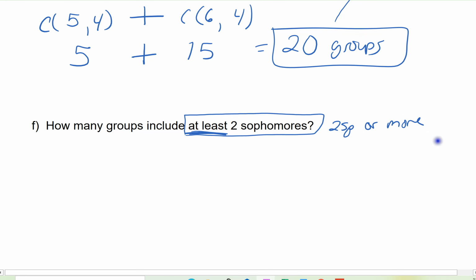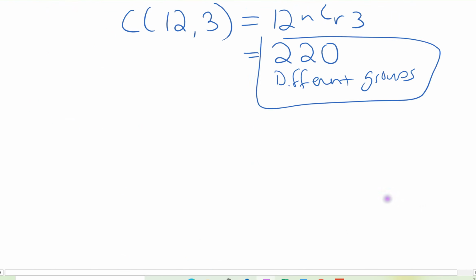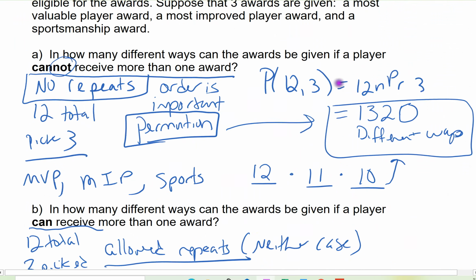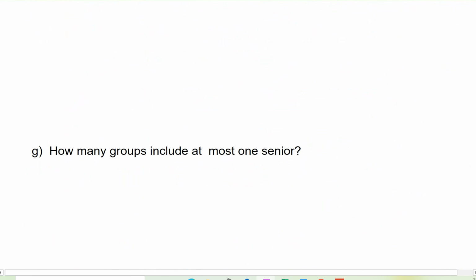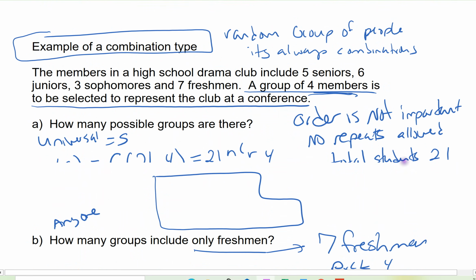Well, if we remember, we'll go up to the top, if I can get there, on the computer. Oh, too far. There's yesterday's notes. There we go. Sorry about that, guys.